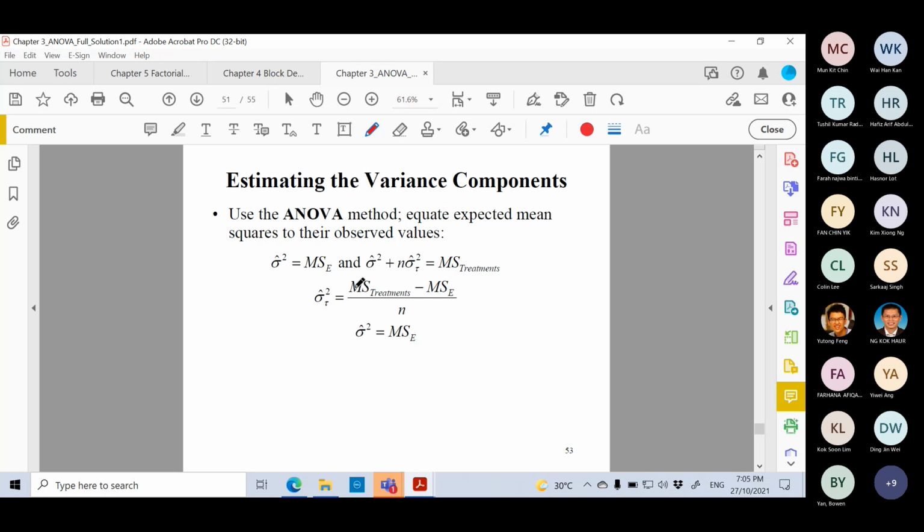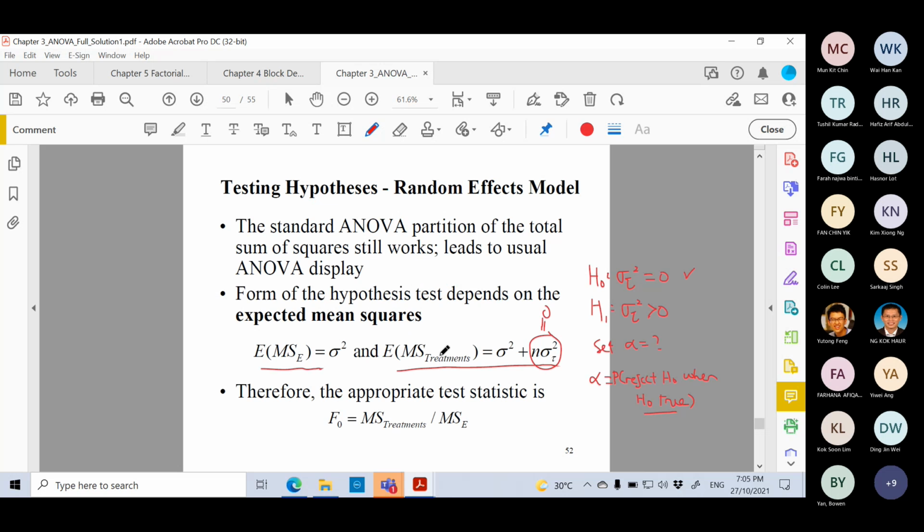The calculation of all the MS, the MS treatment and MSE, is similar to what you studied in the fixed effect model. The calculation is no different: sum of squares for total, sum of squares for treatment, sum of squares for error. It is similar to the beginning of the fixed effect model. So this is the output if you want to run out all the variance component estimates.